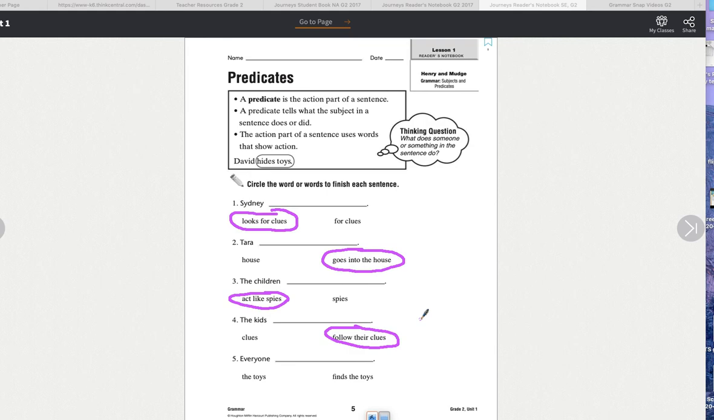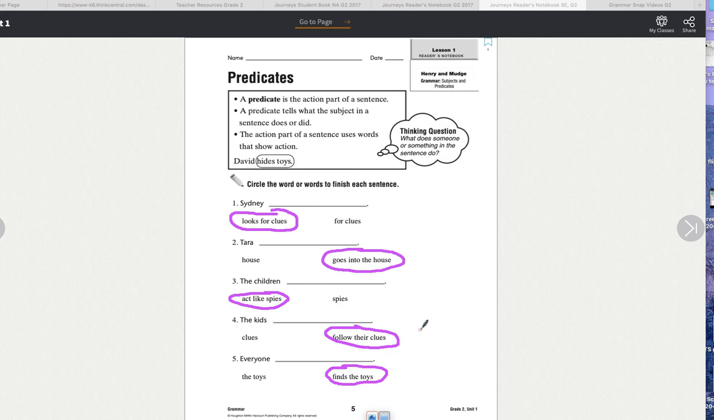And the very last sentence is "everyone the toys" or "everyone finds the toys." What do we think is the best predicate for that sentence? Everyone the toys or everyone finds the toys? Jamie, what do you think, buddy? Everyone finds the toys. Very good. So go ahead and circle that.